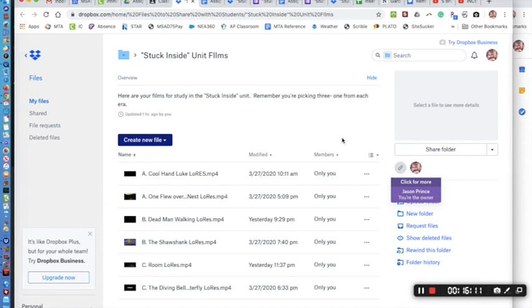I call them low res. They're pretty good resolution on your screen, whether it's your computer or your phone. I wouldn't project them in the classroom. They're not high enough res to do that, but they're definitely watchable. So you'll pick out your films here.